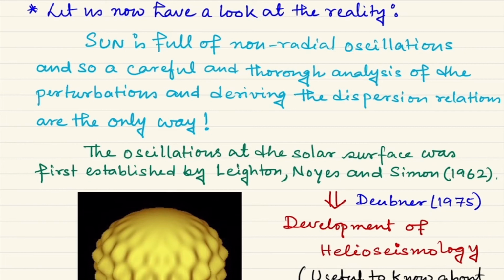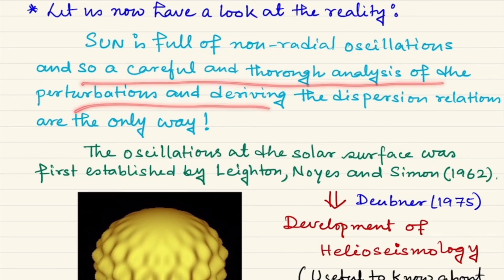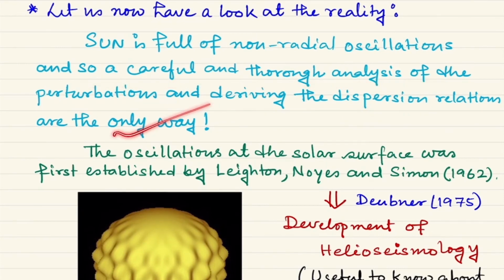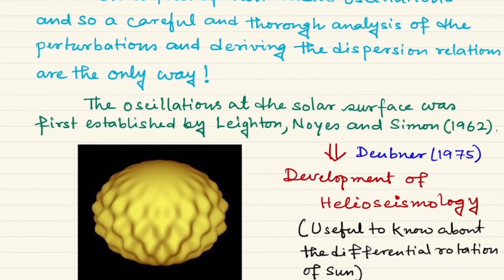Okay, so since the Sun is full of non-radial oscillations, a careful and thorough analysis of the perturbation and deriving the dispersion relations is the only way. We cannot evade that, cannot avoid that. And in this picture, you can see one schematic picture, which is taken from the internet, courtesy of NASA.